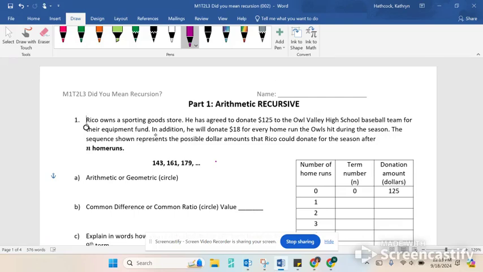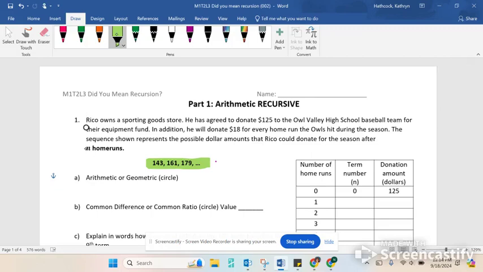Now, we're looking for Uncle Rico. He is owning a sporting goods store, and he wants to donate $125 to the Owl Valley High School baseball team for their equipment fund. In addition, he will donate $18 for every home run the Owls hit during the season. Now, the sequence shown is right here, meaning that after the $125, if they hit one home run, they're going to get $143.